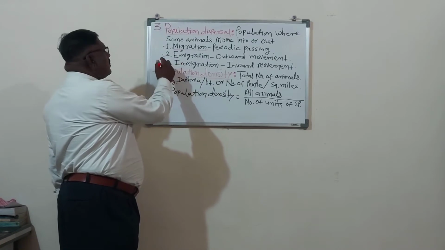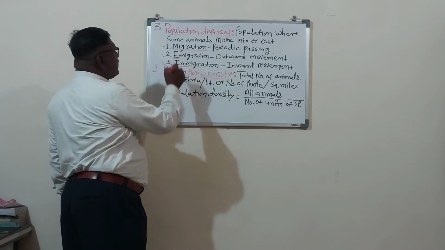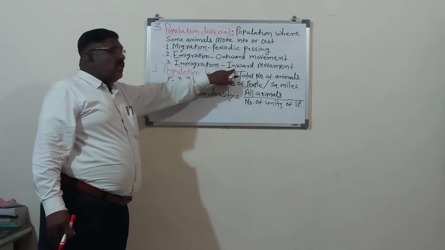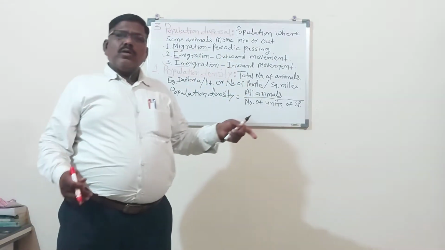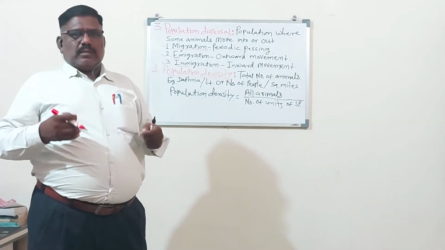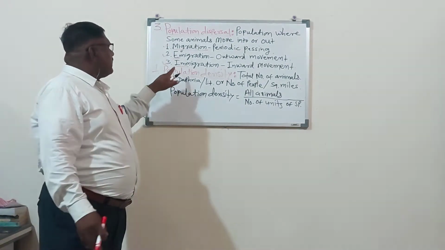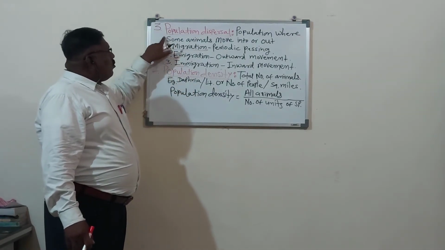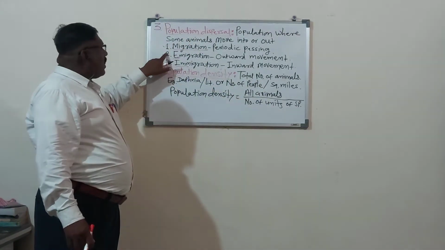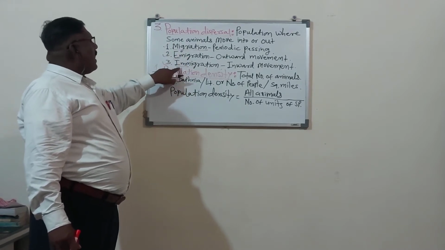Then the third one is the immigration. Immigration, the inward movement: animals are coming from other new places into a population, not going from the population, they are coming inside the population, increasing it. So remember, population dispersal is a character of a population. There are three types of the population dispersal: migration, emigration and immigration.